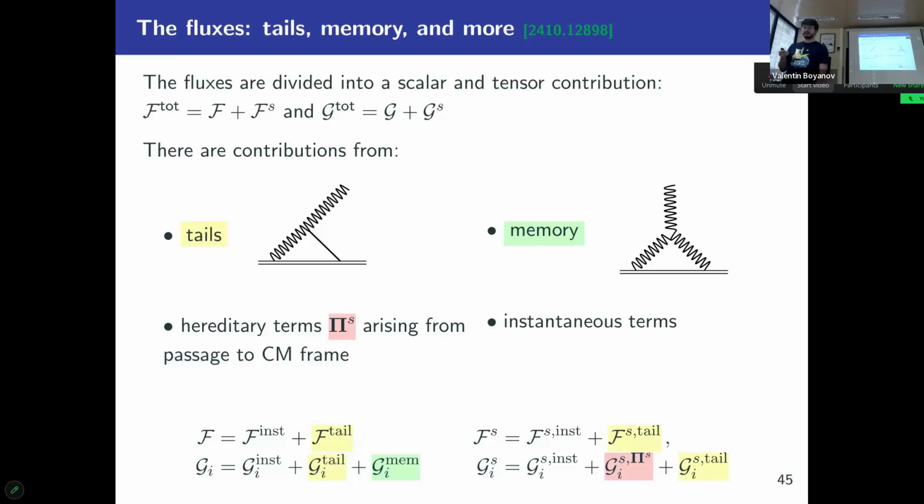So the last part of the talk is basically how do you deal with all these different terms in the context of eccentric orbits? And the techniques I'm going to be discussing are basically the same techniques as you would use in GR.